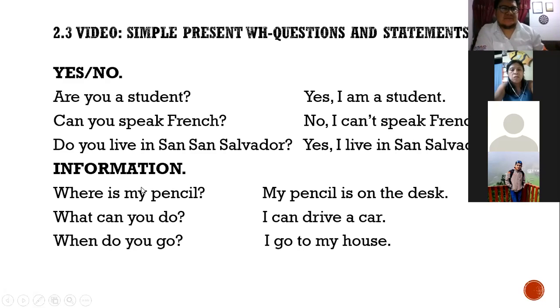Good. Do you understand the difference? ¿Entendemos la diferencia entre las preguntas de sí y no y las preguntas de información? Yes, teacher. Thank you. Okay, good. Yes. And also remember that information question receive another name. Otro nombre que reciben estas preguntas es WH question, right? ¿Por qué? Porque todas inician con una palabra que lleva WH. Okay, now.